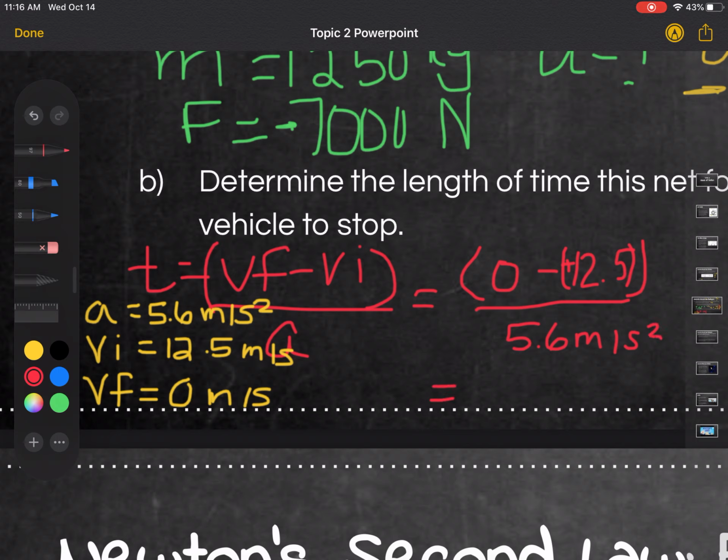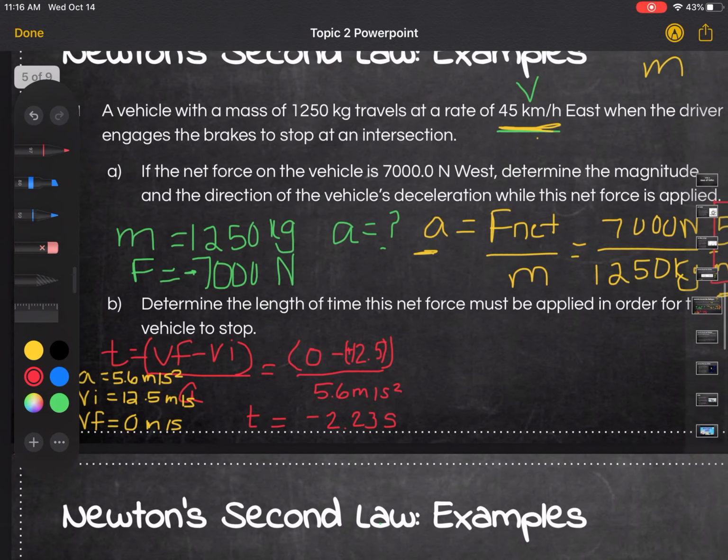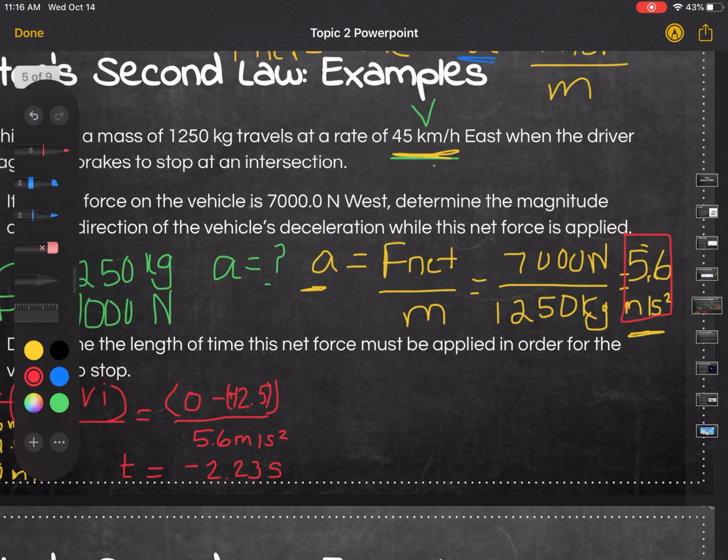Okay, so if we calculate that all out, we take 0 minus 12.5, so I get negative 12.5, and then divided by 5.6, I get negative 2.23, and there's something wrong here, so this would be seconds because this is a time. We can't have negative time. So what I've got to double check is, did I put units with this?